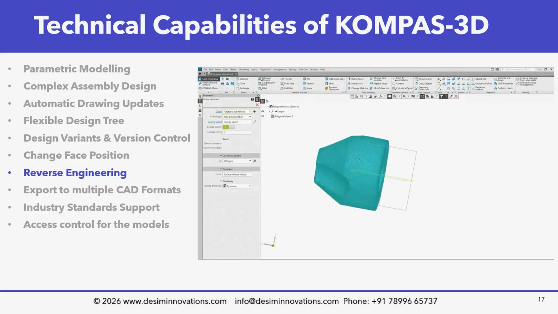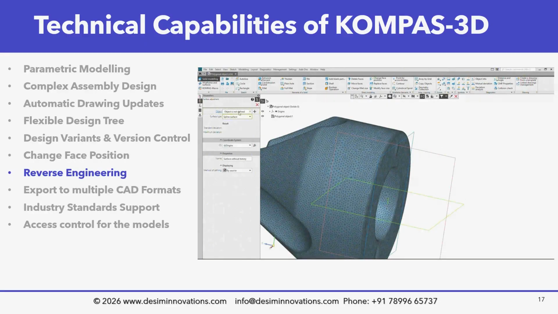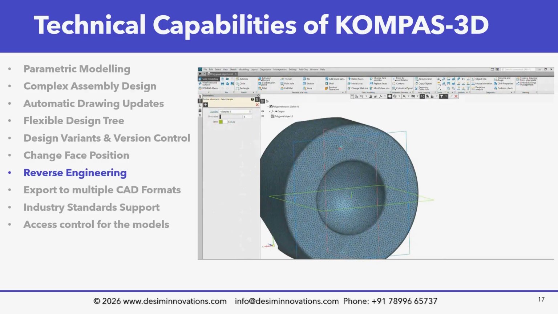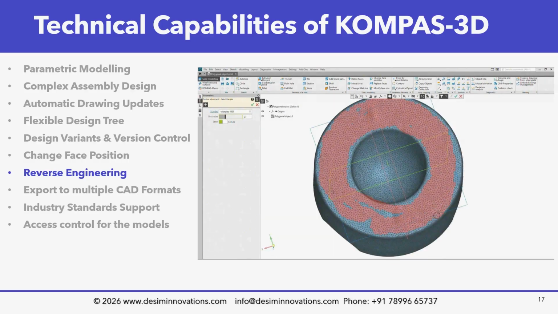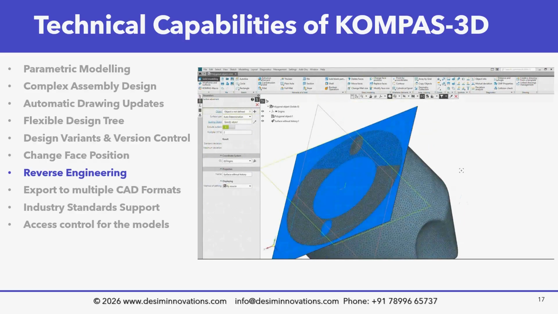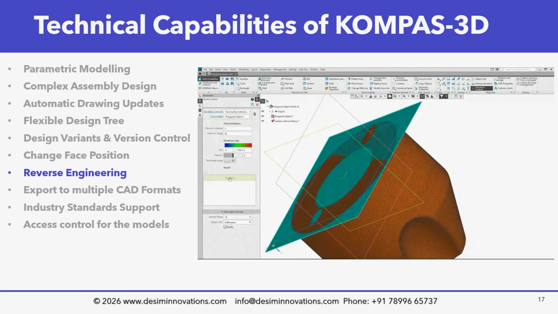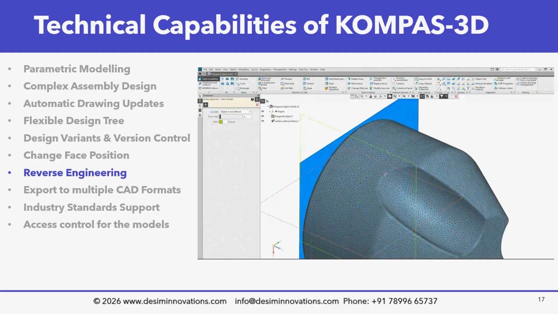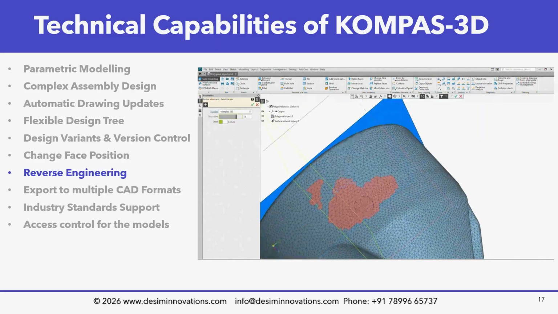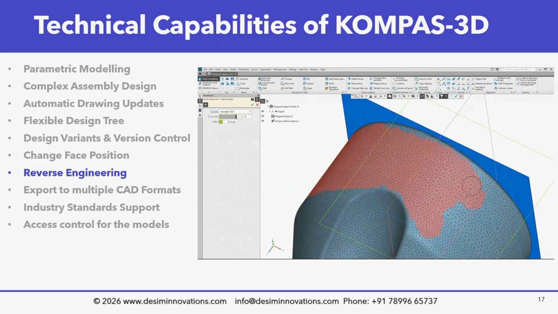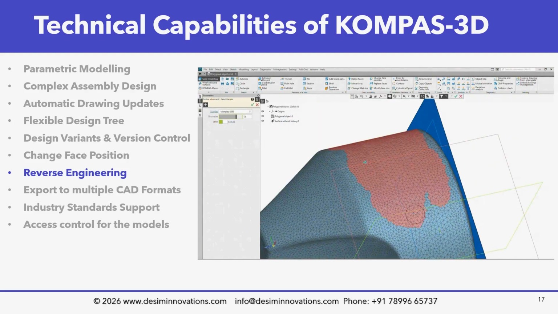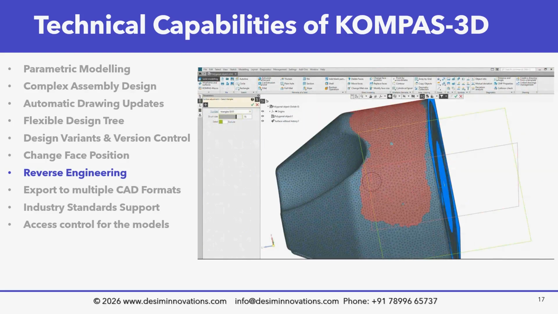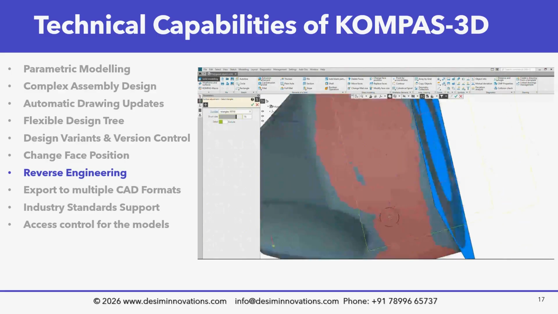And for reverse engineering, Compass 3D can take the scan data and turn it into something you can actually work with in CAD. It also has tools that help you pick out features and rebuild parts directly from the scan models or mesh files like STL files, which makes the process a lot easier.